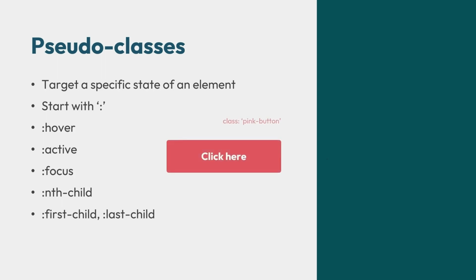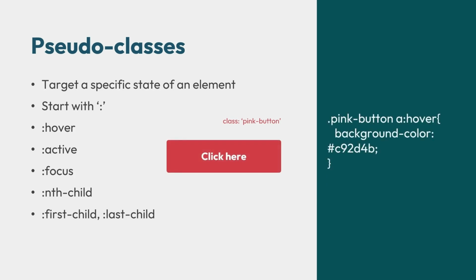I have a button with the class pink button. It has some text, click here. And on the right side, you can see that I've defined a hover state of this button using a pseudoclass, which means that if I put my mouse on it, it will change the background color to something different. And this is commonly used for links, for buttons, using a hover state or hover pseudoclass.